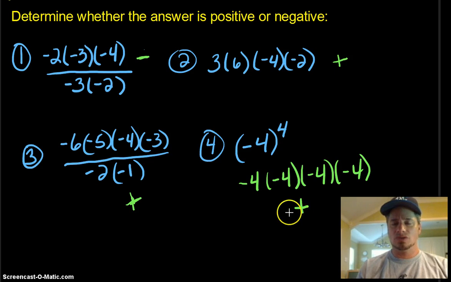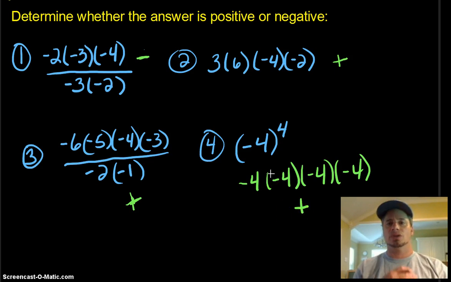Okay, I hope this helps. Don't get this confused with our rules for addition and subtraction. Again, with products and quotients, if I have an even number of negatives, I get a positive answer. If I have an odd number of negatives, I get a negative answer. And of course, if everything's positive, we're good. You know the answer to that.